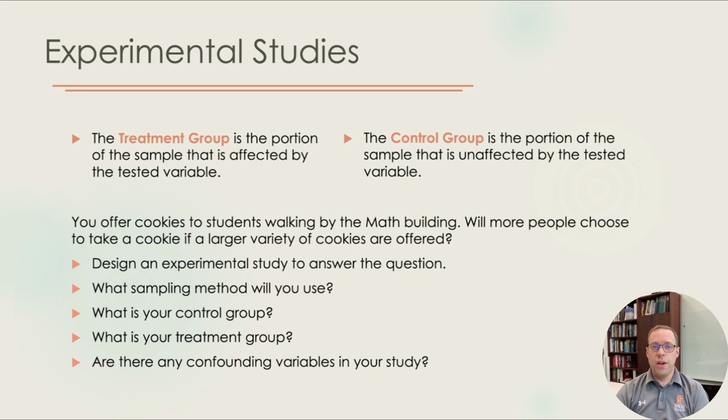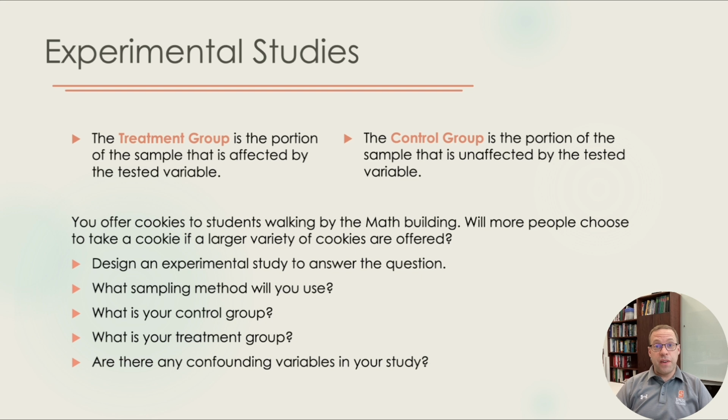My control group would be the people in that first week who are just selecting a cookie when there's only one type of cookie offered. My treatment group, they are now being exposed to the variable I want to test. And that variable is if I have a variety of cookies. So the treatment group would be the data from the second week where I have a variety of cookies for people to choose from.